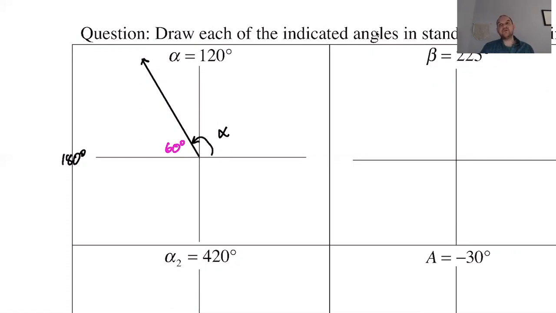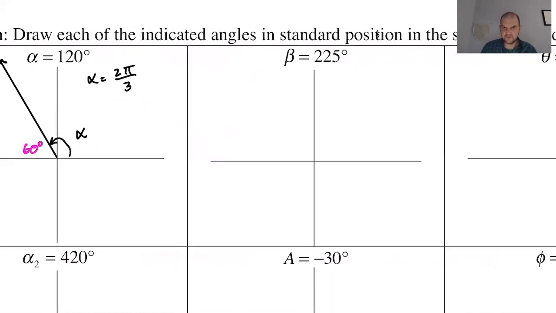And then if I wanted to convert this, 60 degrees is pi over 3. And 60 times 2 is 120, so pi over 3 times 2 is 2 pi over 3. I'm going to say that alpha could also be 2 pi over 3 in radians. The other way to get that is to multiply by pi over 180, and 120 over 180 reduces to 2/3. You get 2 pi over 3. Either way, it doesn't make a difference.